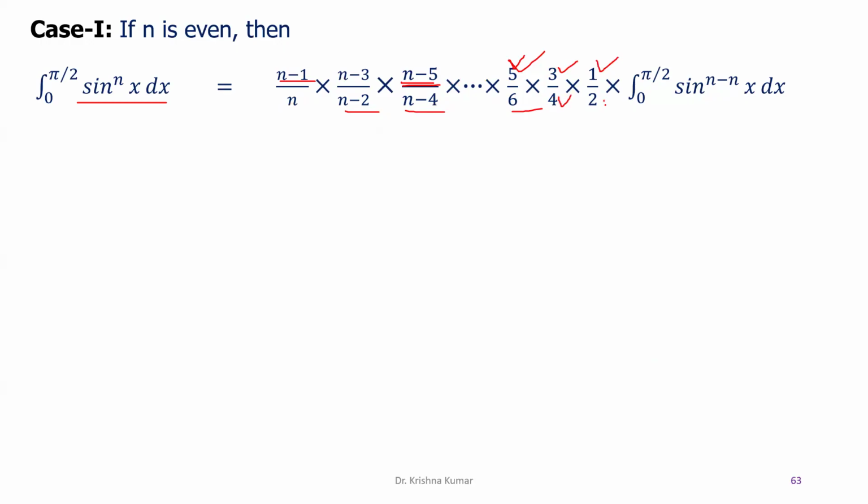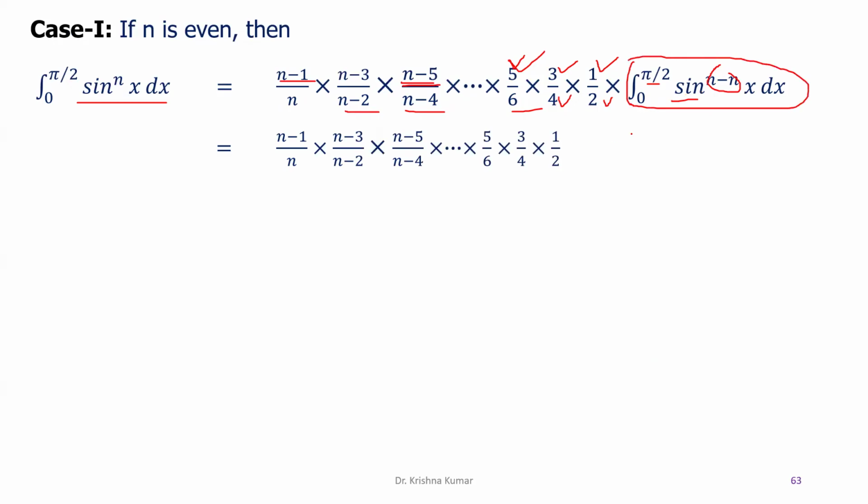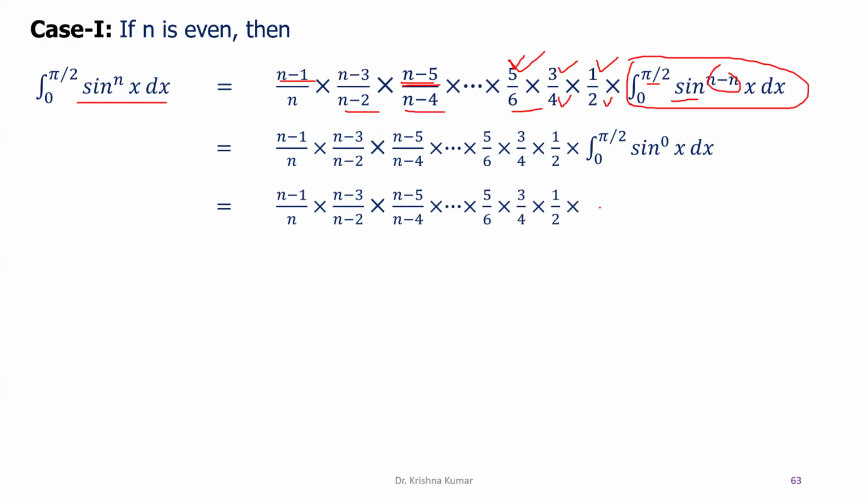If it is 2, then 1 upon 2 into the integration under the limit 0 to pi by 2 of sine to the power n minus n. And sine to the power n minus n is nothing but sine to the power 0, and anything to the power 0 will become 1. So we have to find out what this term is. This term is the integration under the limit 0 to pi by 2 of 1 dx. Integration of 1 is nothing but x under the limit 0 to pi by 2.